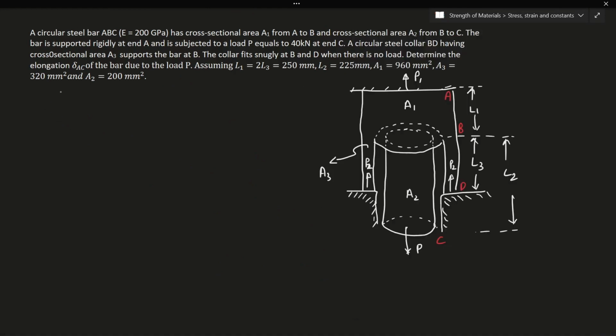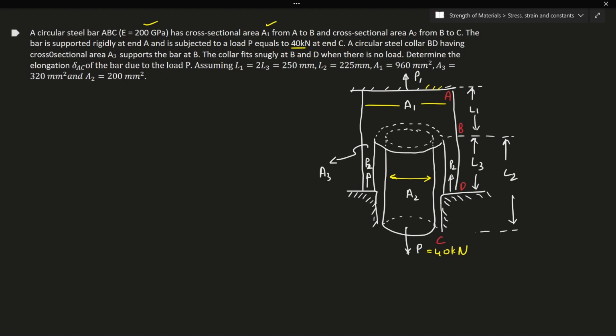Now a circular bar ABC, E equal to 200 GPa, has a cross-sectional area A1 from A to B. From A to B, the cross-sectional area is this much. The cross-sectional area A2 from B to C, so this guy, we have the cross-sectional area as A2. Okay, and the bar is supposedly rigid at end A, meaning we have a rigid support at end A, meaning that A is not able to move forward. Okay, and is subjected to a load P equal to 40 kilonewton at C. So at this C we have 40 kilonewton.